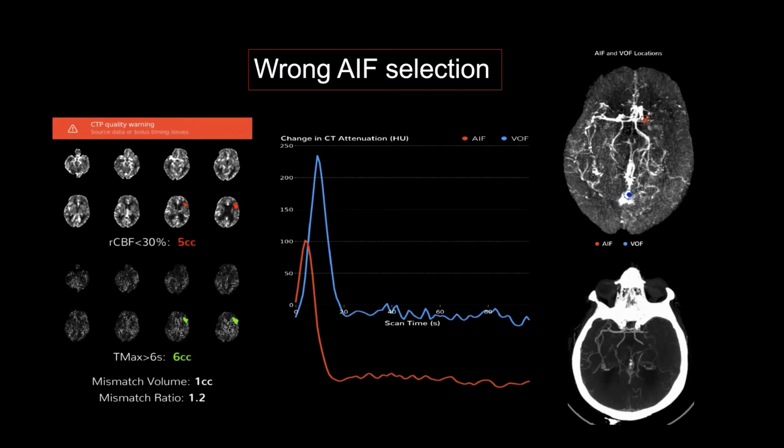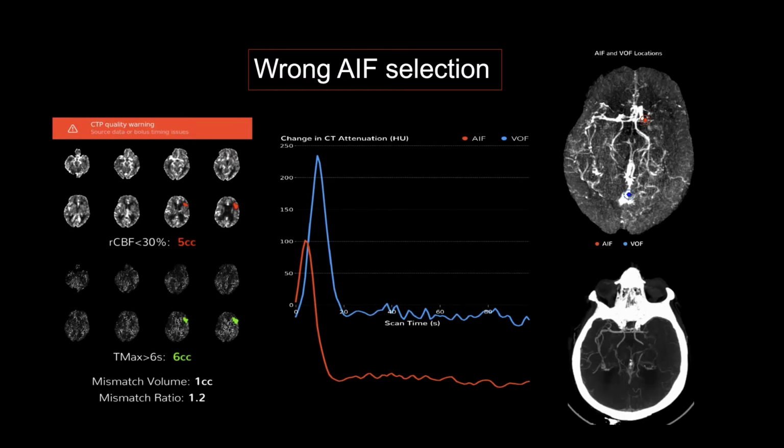But sometimes you'll have a case like this. Again, you have to be really careful before you trust the CTP map, because this is a wrong arterial input selection.